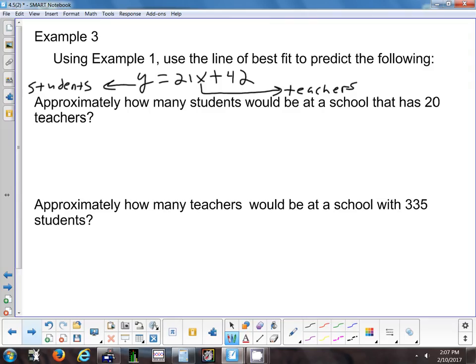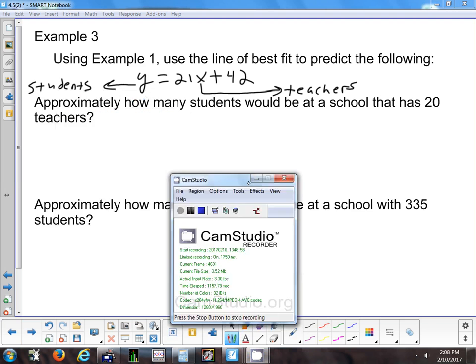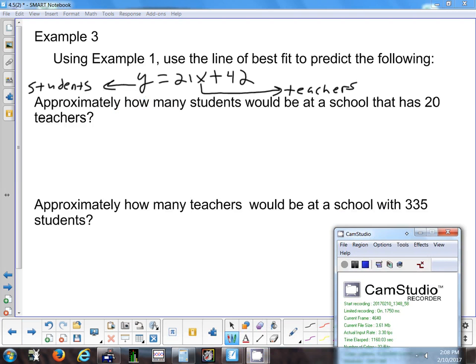You don't have to solve them, but for both of them, the first one says approximately how many students would be at a school that has 20 teachers. And the next one said approximately how many teachers would be at a school with 335 students. All we want you to do for both of them is just set up your problem. You don't have to solve it. If you have a calculator and you want to solve it, that's fine. There's some big numbers there, so you may not be able to. All we want you to do is just set them up, based on the information you're given from both those problems. That's all you got to do.